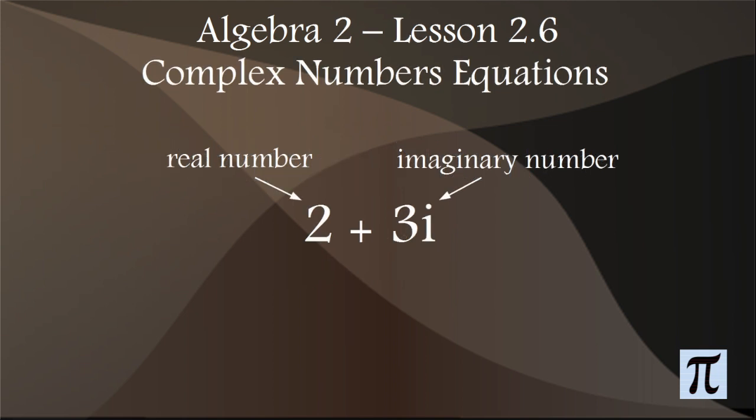In previous sections we've looked at complex numbers. It's made up of a real number and an imaginary number being added together or subtracted. Here 2 is the real number and 3i is the imaginary number. Generically speaking, we can say a complex number is a plus bi, where a is the real number and b is the imaginary number.